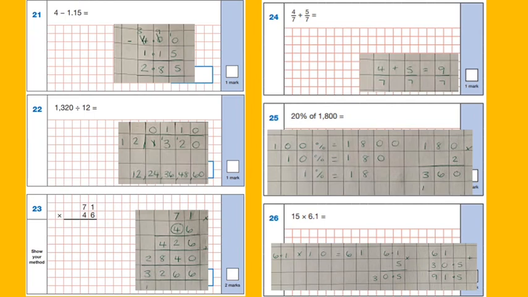Number 26, 15 times 6.1. There's a number of different ways you could have done this. The way I've used down here to show you today is partition. So I've done 6.1 times 10, which gives you 61, and then I have done 6.1 times 5, which gives you 30.5, and then I've added them together to get 91.5.